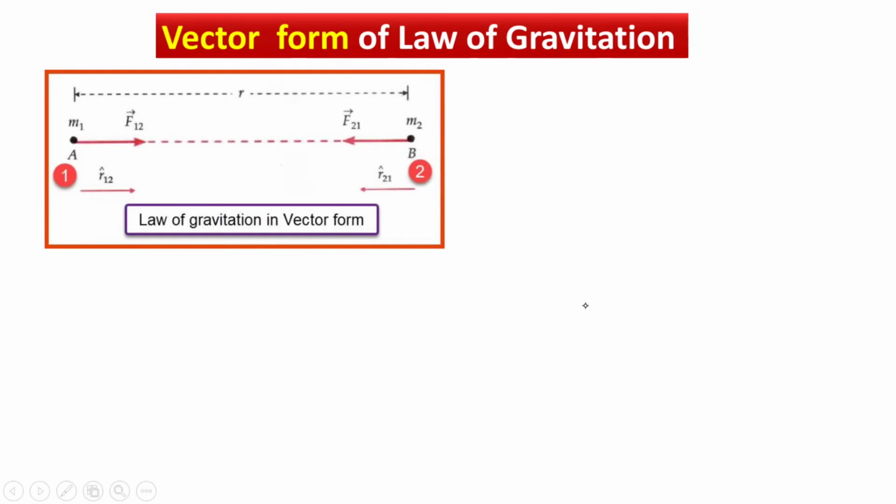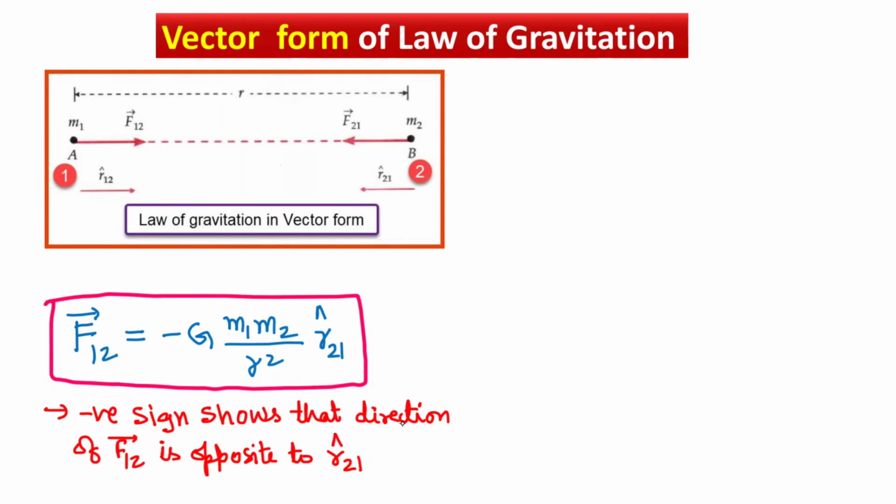As you can see in this diagram, there are two masses m1 and m2 at a distance r. So there are forces f12, f21. Similarly, unit vectors r12 and r21. So see what's the meaning of different terms like this. f12 is equal to minus G m1 m2 upon r square in the direction r21. So this is the unit vector showing the direction. The negative sign shows the direction of f12 is opposite to r21.